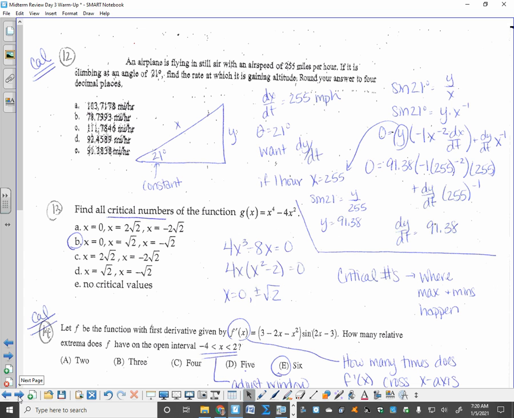An airplane is flying in still air with an airspeed of 255 miles per hour. If it's climbing at an angle of 21 degrees, find the rate at which it is gaining altitude. So the 21 degrees is a constant.